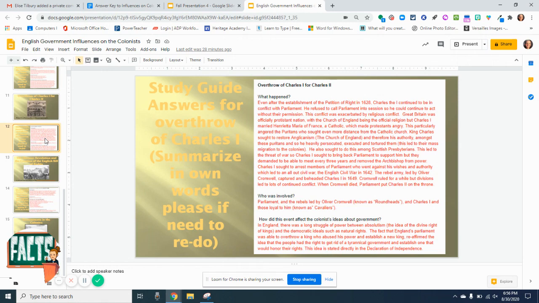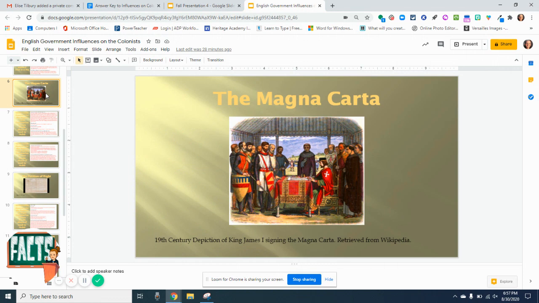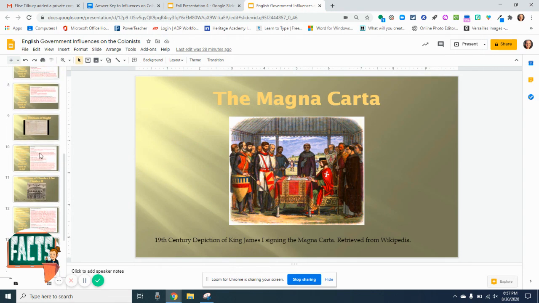There was a brief time where, under his daughter, Mary the First, also known as Bloody Mary, she sought to remake it a Catholic nation through lots of persecuting and executing of Protestants. Then Queen Elizabeth I reestablished it as a Protestant nation. And then James I, who we just read about, who signed the Magna Carta, tried to remake it as a Protestant nation, and kind of back and forth.